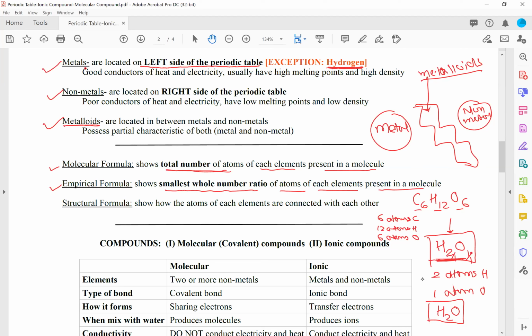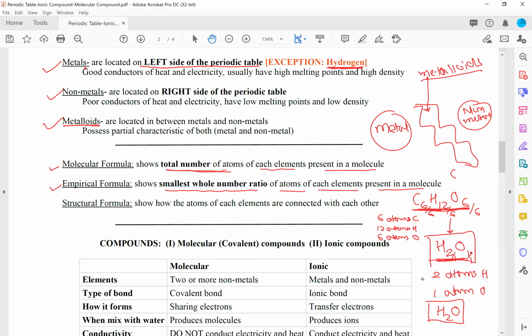However, the empirical formula for sugar is different. Why? Because if you look at this formula, the common factor or the smallest number that we are seeing here is 6. So what we can do, we can divide each of them by 6. If we do that, the formula looks like this.